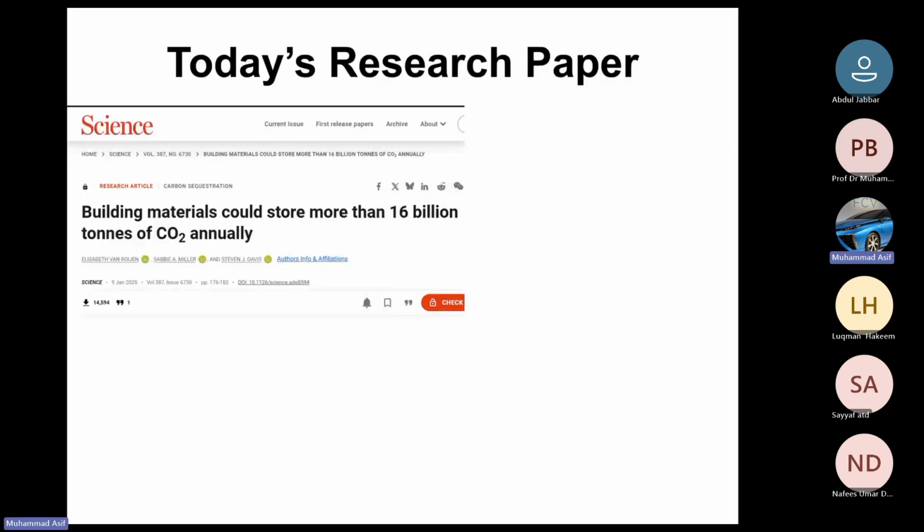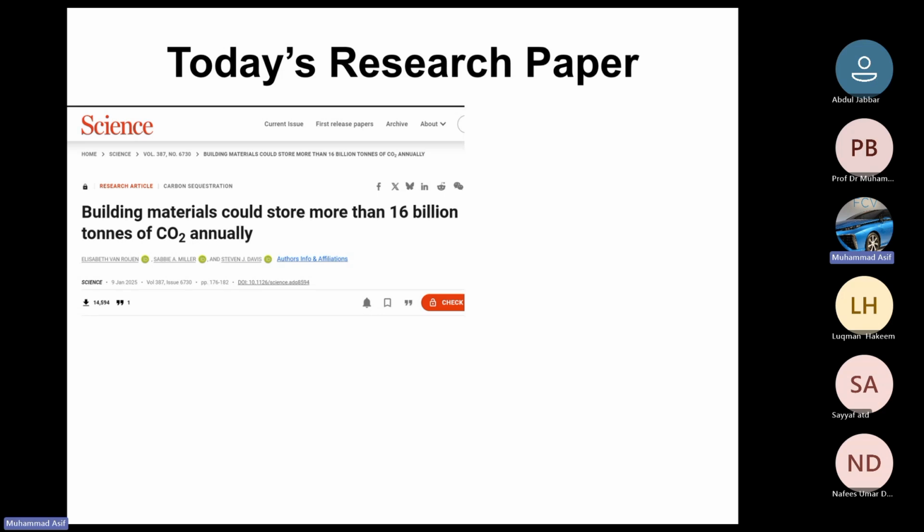Hello everyone, I am Muhammad Asif, and today I am going to present one paper that was recently published, almost in this month, in Science, which is a top leading journal in the world. This research is unique because they use a very ordinary material for capturing carbon dioxide for a long time.